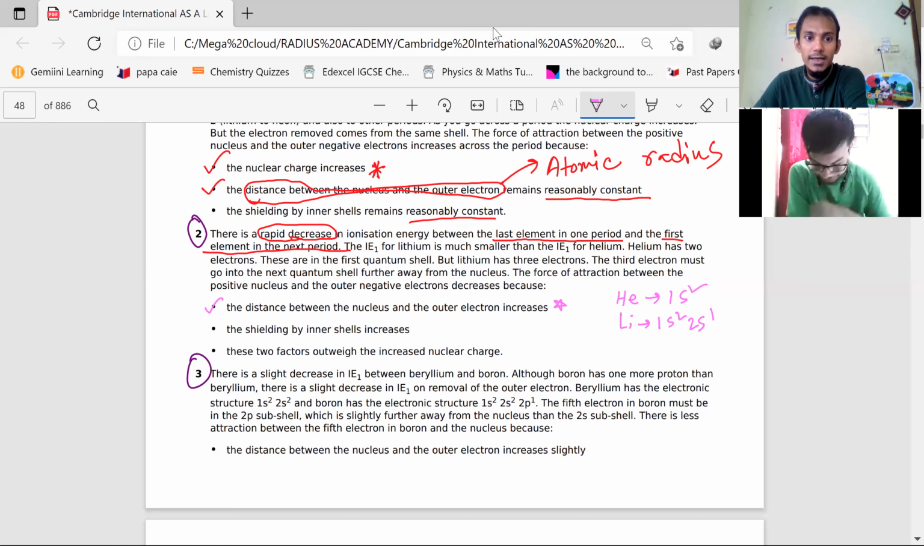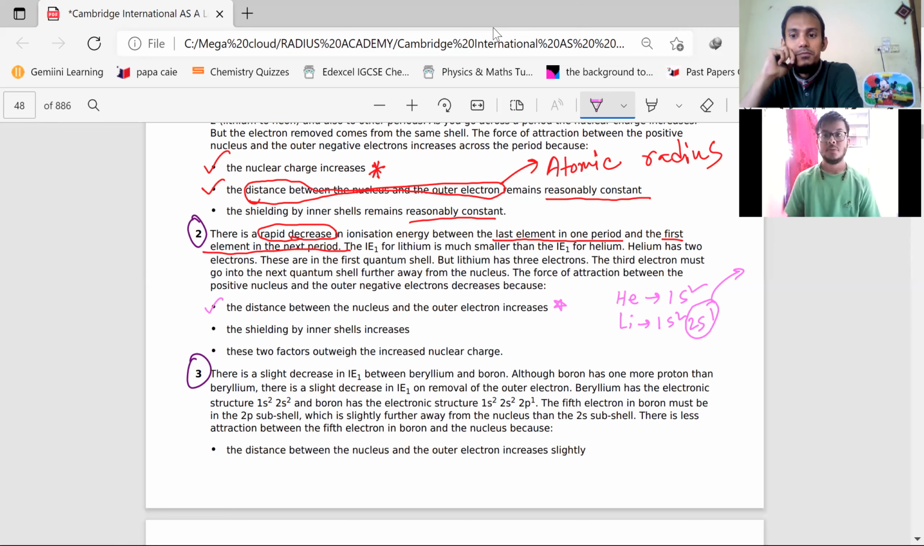Number two, the shielding by inner shells increases. So see, helium doesn't have any electron in the inner shell, whereas lithium, see, the outer shell electron which is removed will get shielding from this 1s2, that is the principal quantum shell's electrons. ঠিক আছে, লিথিয়ামে ইনার শেল আছে, হিলিয়ামে কোনো ইনার শেল নাই. So no shielding for helium, but for lithium, 1s2 electrons will give shielding to 2s1 electrons. Is it clear?